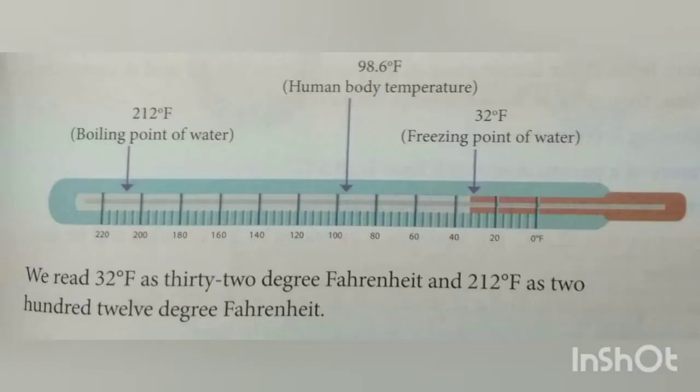Here you can observe 212 degree Fahrenheit is the boiling point of water, 98.6 degree Fahrenheit is human body temperature, and 32 degree Fahrenheit is the freezing point of water. We read 32 degree F as 32 degree Fahrenheit and 212 degree F as 212 degree Fahrenheit.